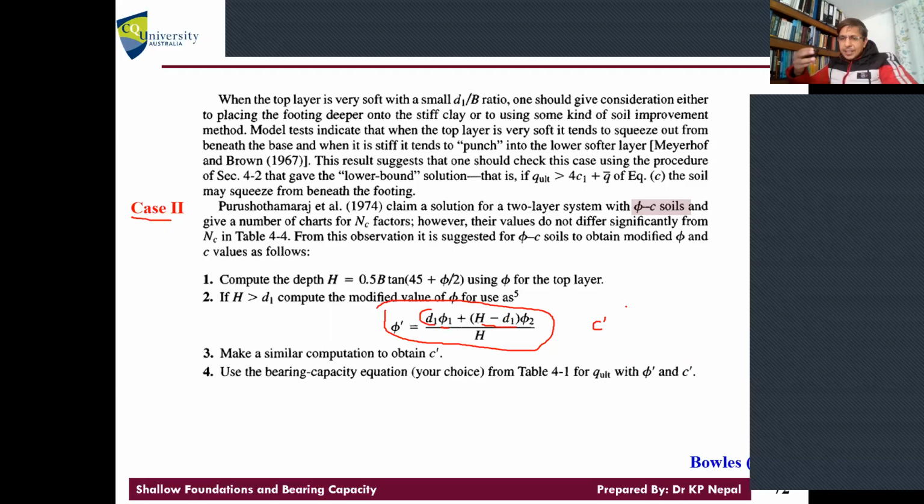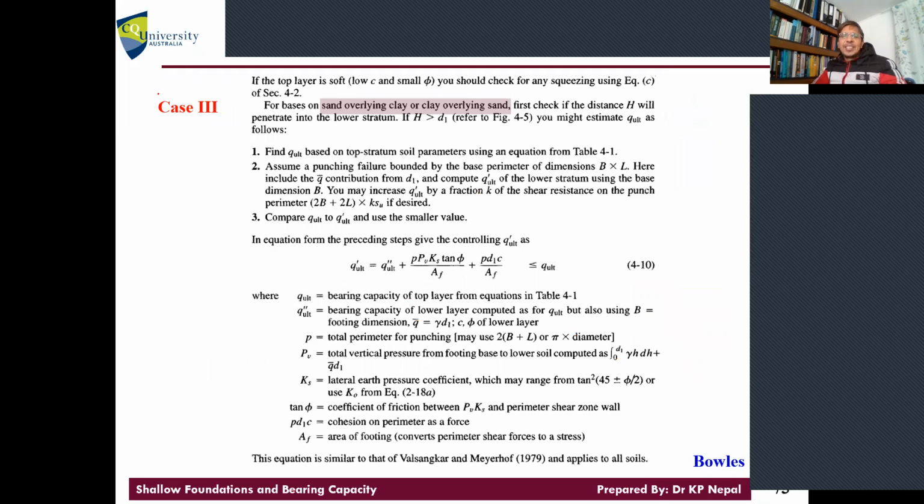Can I explain a little better, hopefully, all right? There are two layers, you see? So let's say this is the phi 1 layer and this is the phi 2 layer. This is how to combine the phi value. You calculate the combined phi value. And then we also calculate the combined C value using a similar equation. And then we use those modified phi and modified C values in the bearing capacity equation. We already learned those equations to compute, right? Yeah.